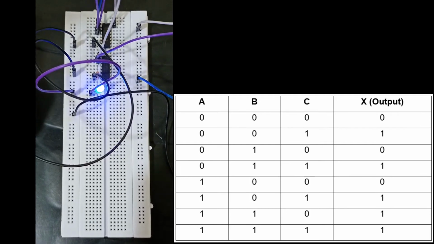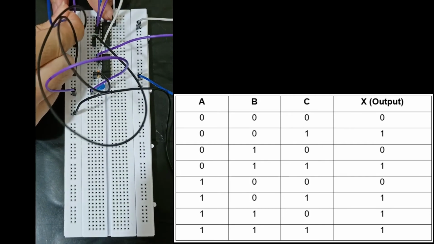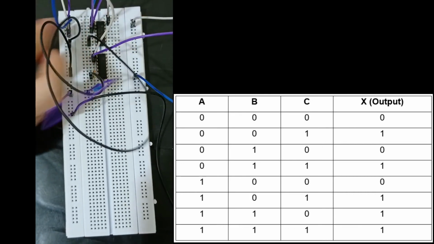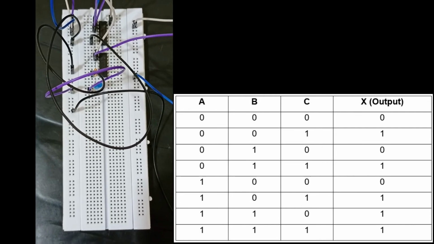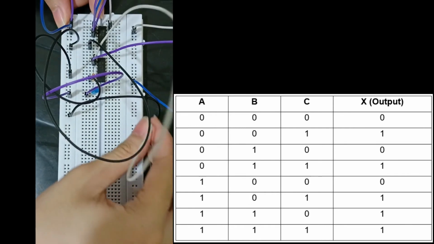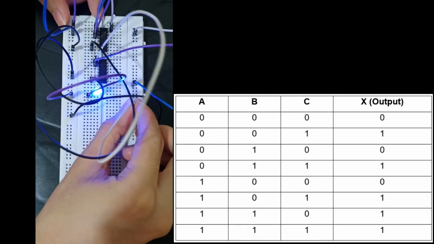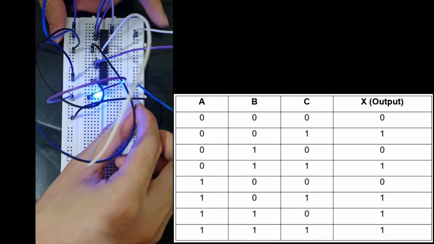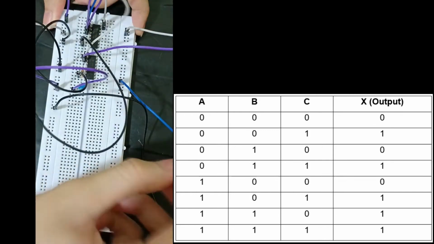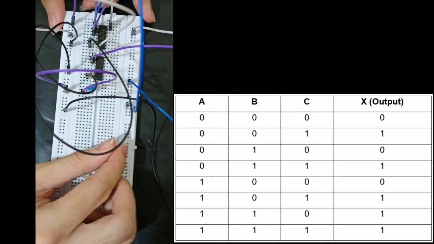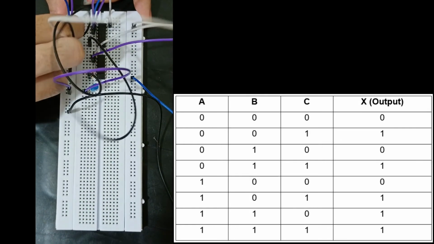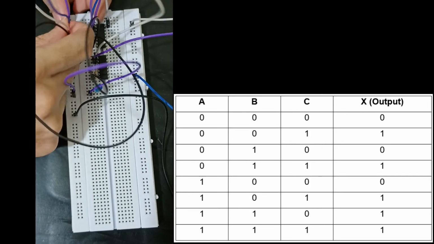If the 3 inputs are 0, the output will be off. If we put the input C to 1, the output will be on. If the inputs are 0, 1, and 0, the output will be off. If the inputs are 0, 1, and 1, the output will be on.